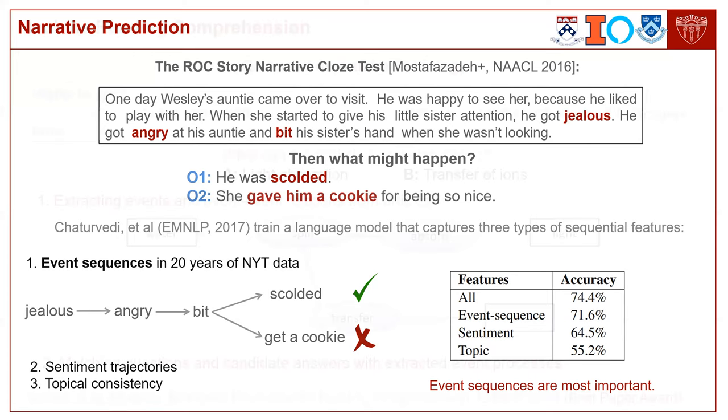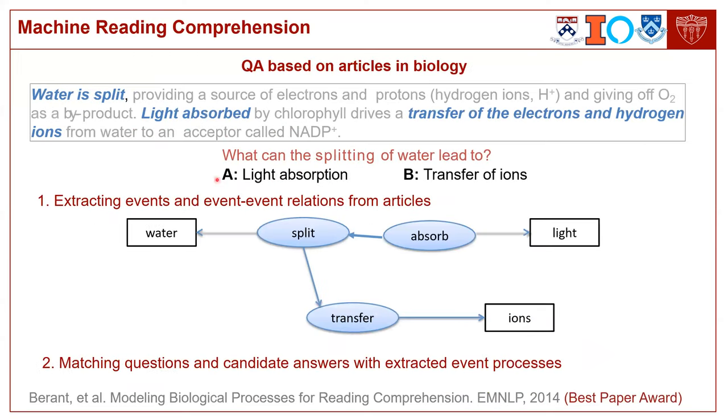Yeah. And also, at the same time, there are works pointing out that modeling event process is also important for machine reading comprehension. So in this task, the system tries to answer some questions that are related to a given article. So one work I like is the best paper award in EMNLP 2014, which is published by, I think, Vivek Srikumar, who was a postdoc at Stanford, but now he's probably associate professor already in University of Utah.